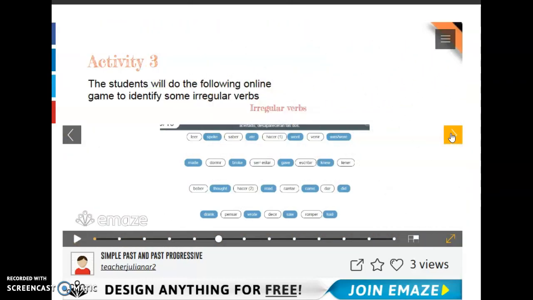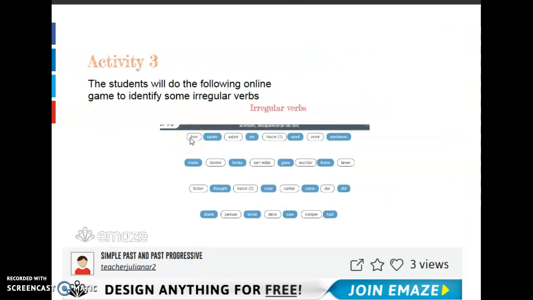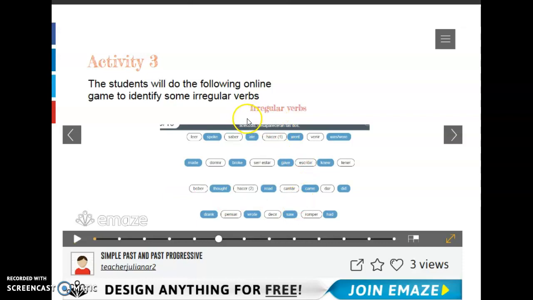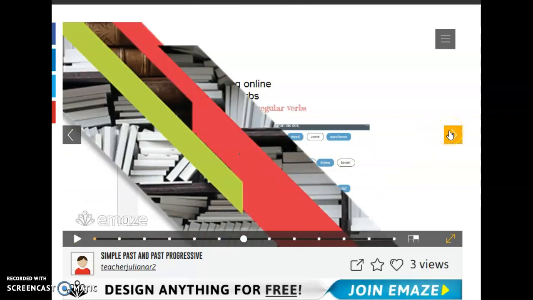Activity 3 is an online activity again. These activities are important because the students enjoy doing them. This activity is about irregular verbs. There are verbs in Spanish and English, and they must match the verb in Spanish with the verb in English in its past form.